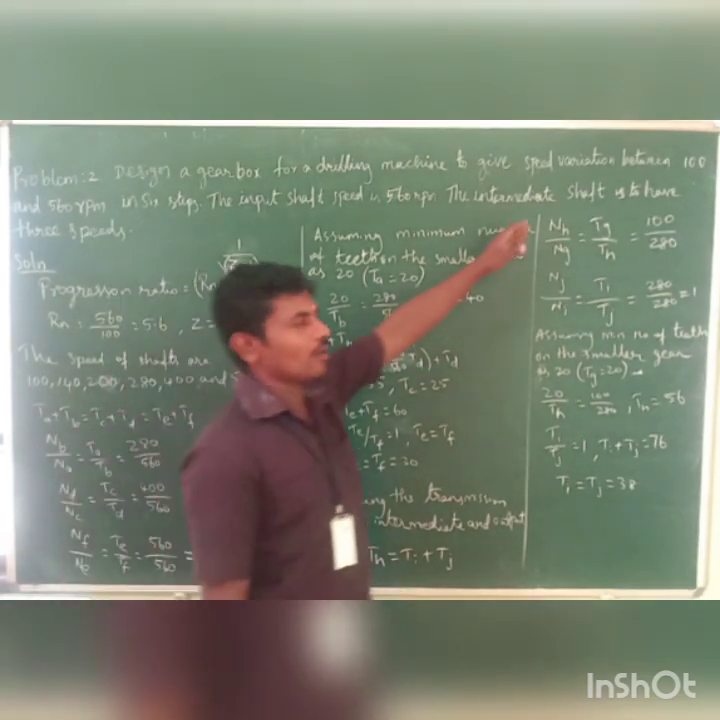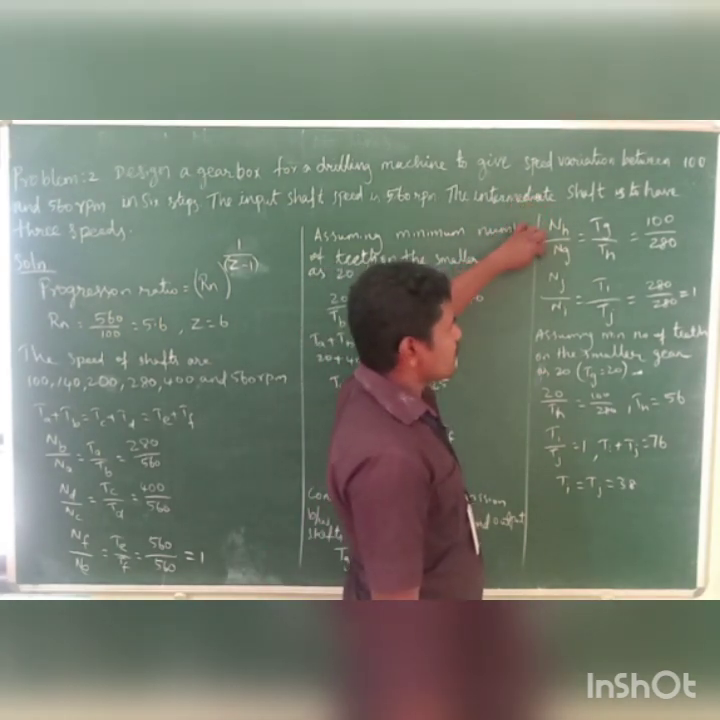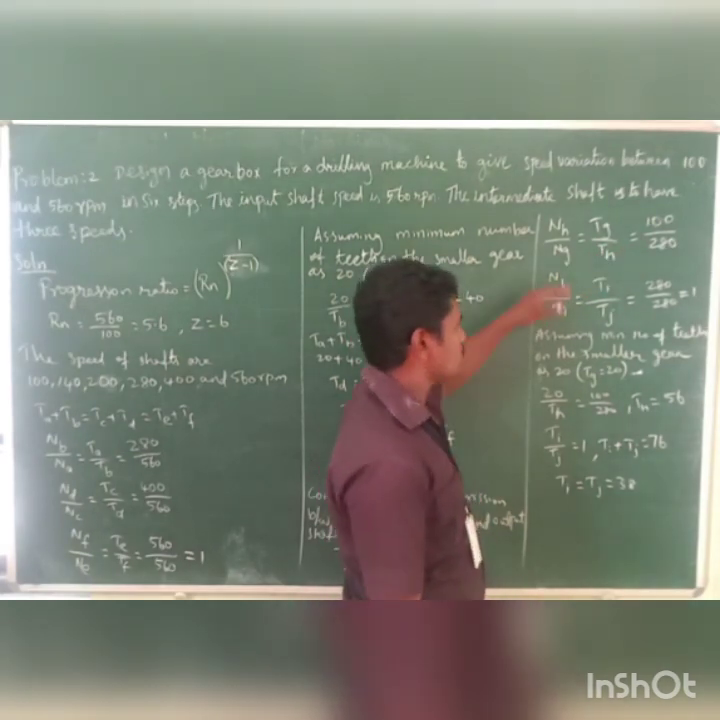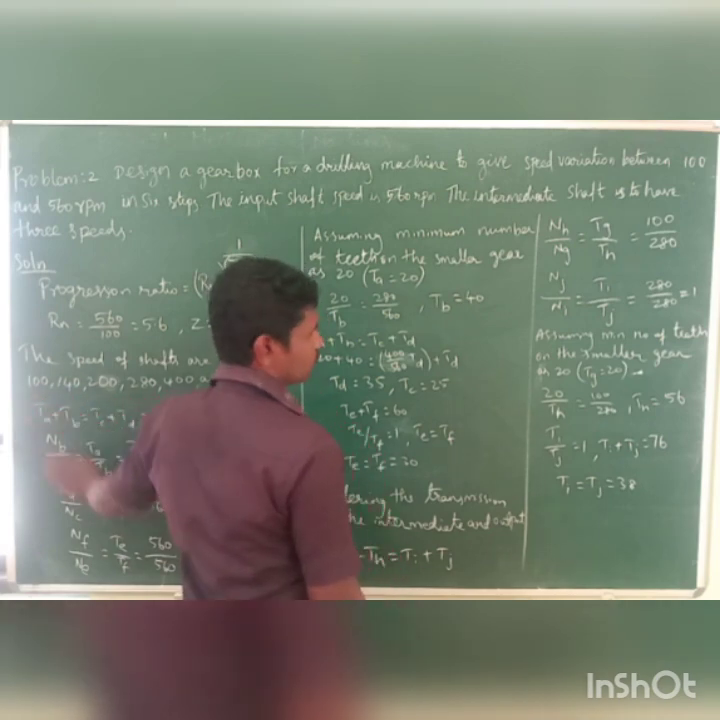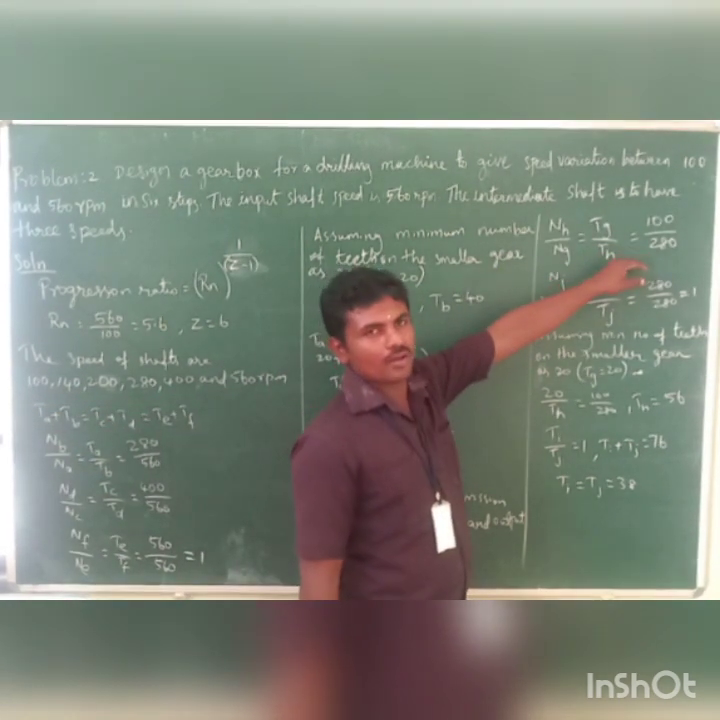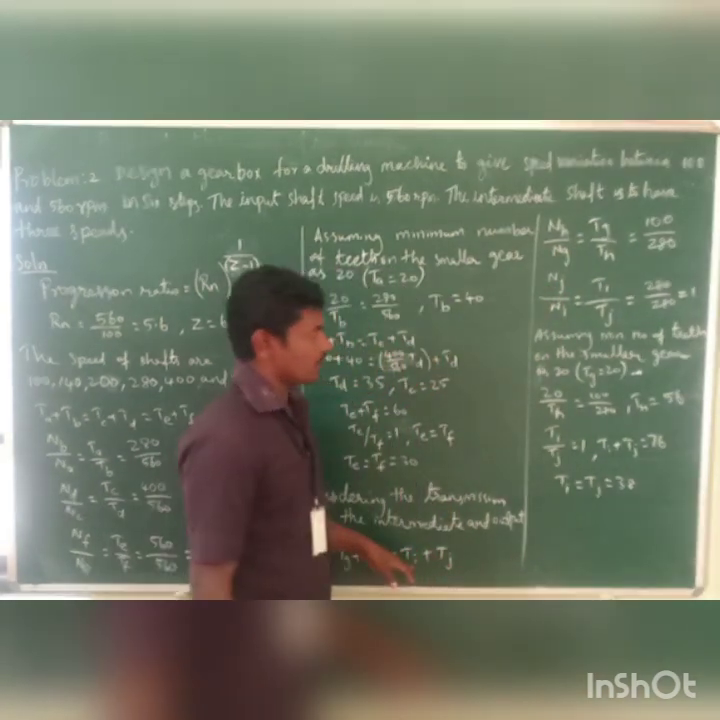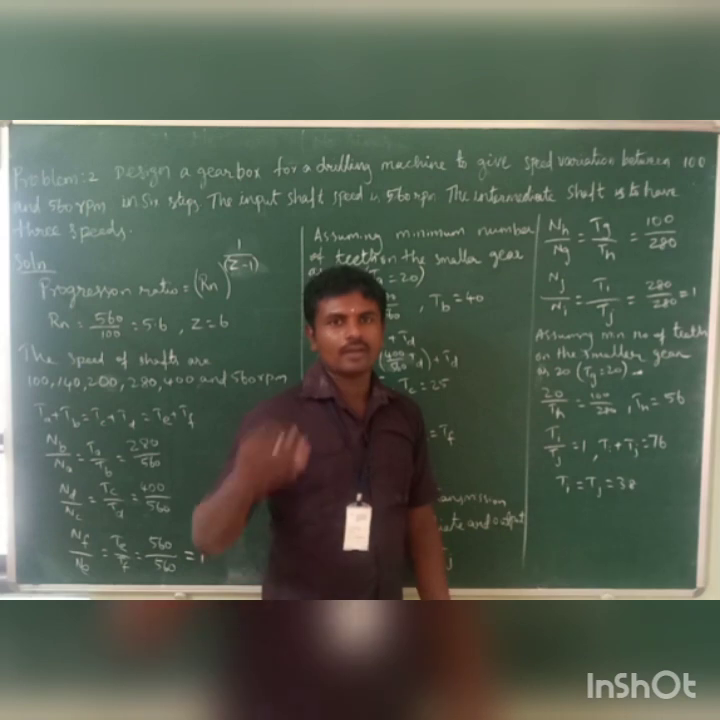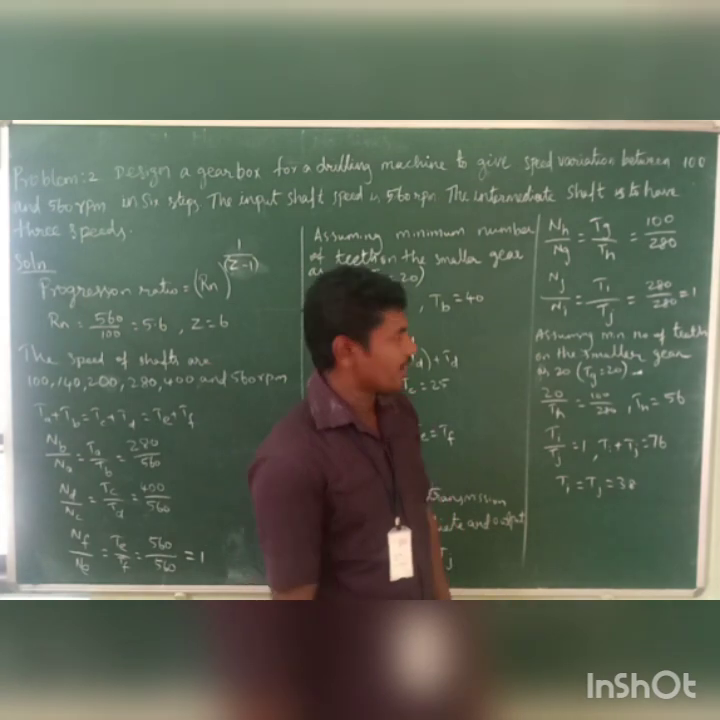For that I am going to find the value of the speed ratio. The speed ratio value will be NH by NG equal to TG by TH equal to 100 by 280. Right? This is the intermediate value. So I am going to substitute that value here. And also another speed ratio equation for I and J: NJ by NI equal to TI by TJ equal to 280 by 280. This is the output intermediate shaft, right? That value is equal to 1.